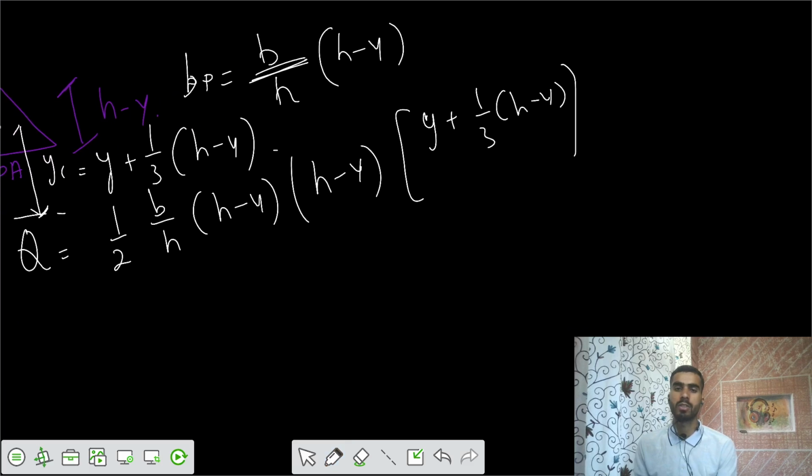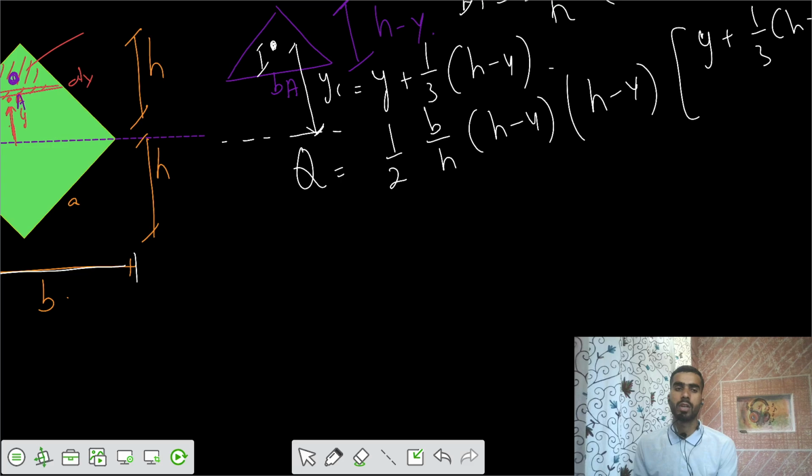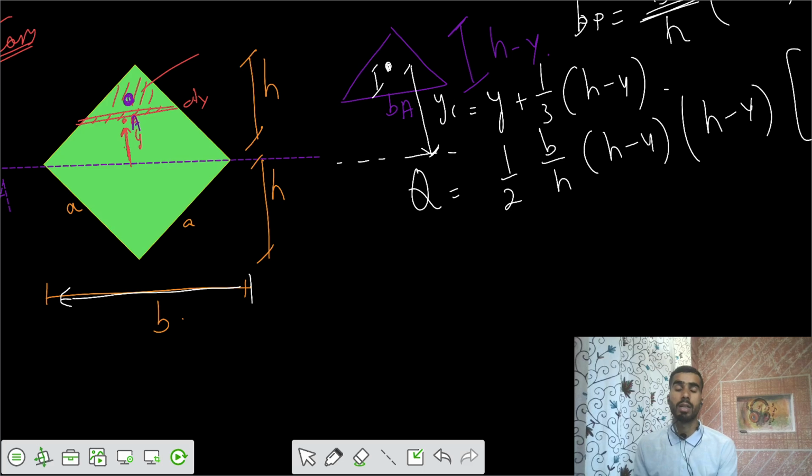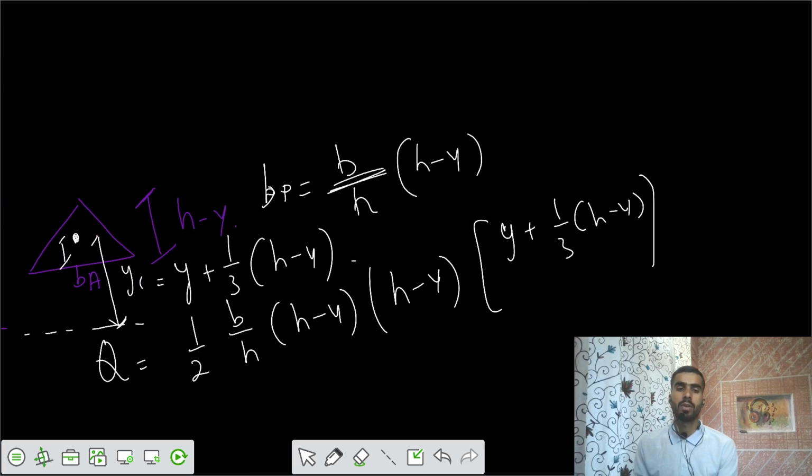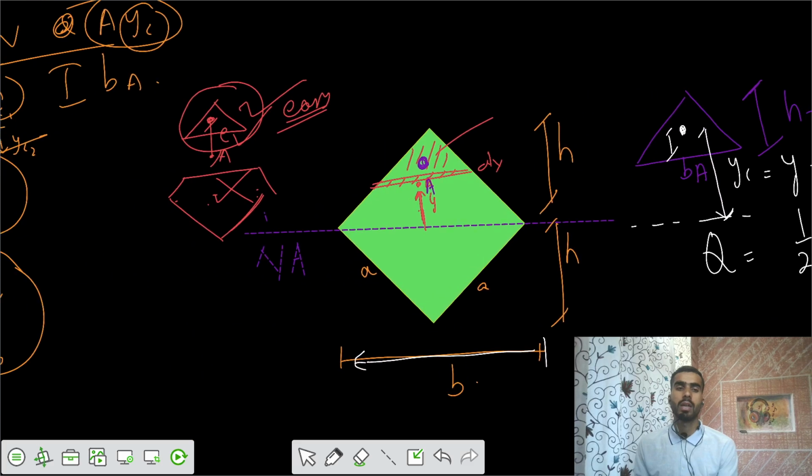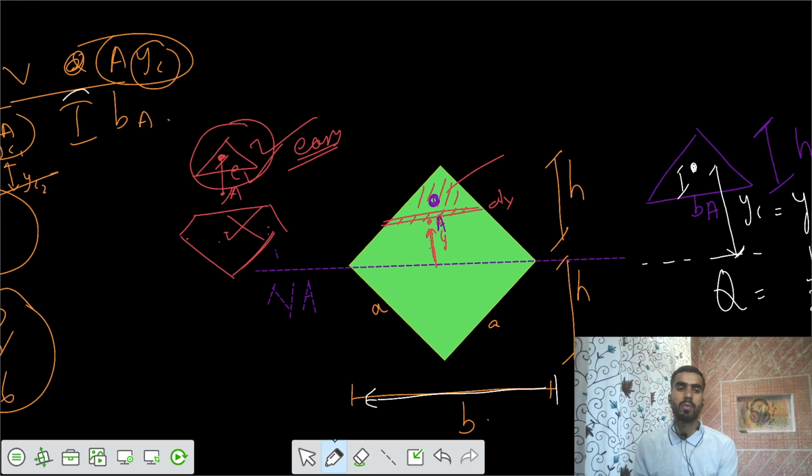So you got this first moment of area of that particular area above that point A, about the neutral axis. So we got the area A ȳ, that Q. Now we want to say what's the value of I about the neutral axis. By the symmetry, you can say there are two triangles.